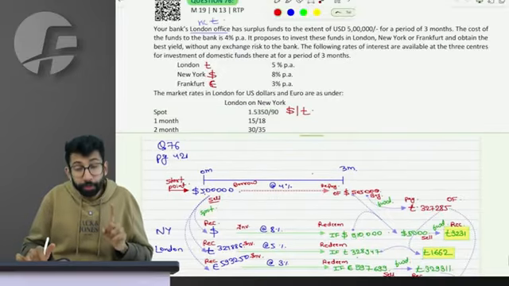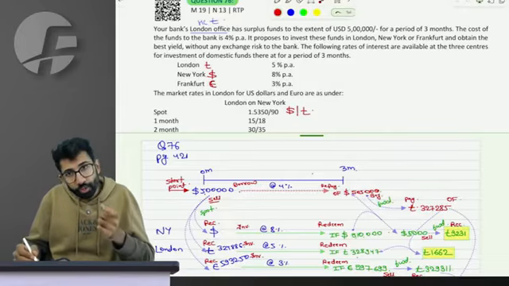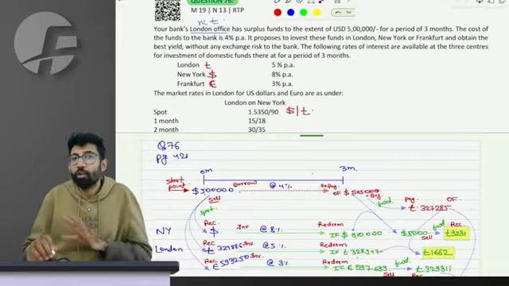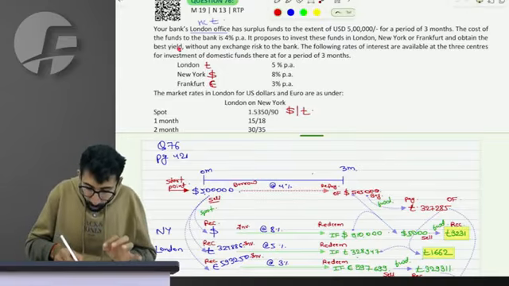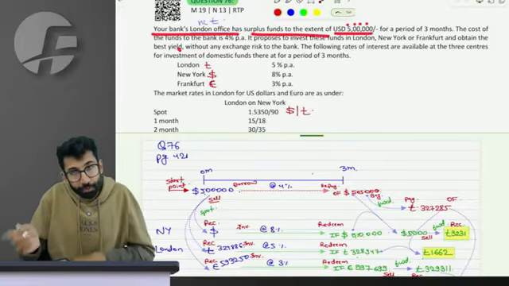What it says, I'm not going to make you solve the entire question, but only try to tell you how to approach this question. Not entirely will we solve it. Your bank's London office has surplus fund to the extent of USD 5 lakh.